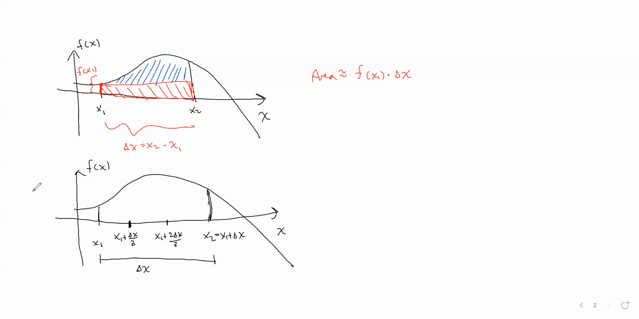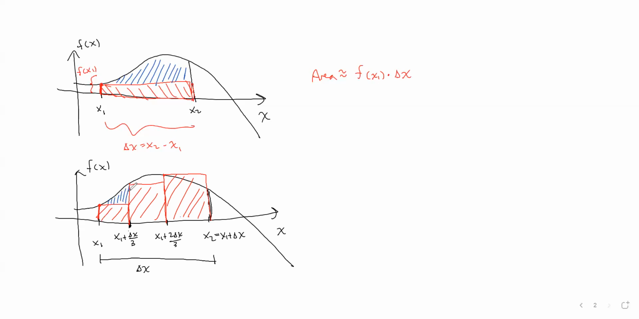Okay, so let me draw some rectangles again. The first rectangle will come up to the height of the function at x1 and come over like that. The next rectangle, I'm going to go up until I hit the function, go over and down. And the next rectangle, I'm going to go all the way up till I hit the function, go over, and then come down. It looks like I've got 3 rectangle areas now.